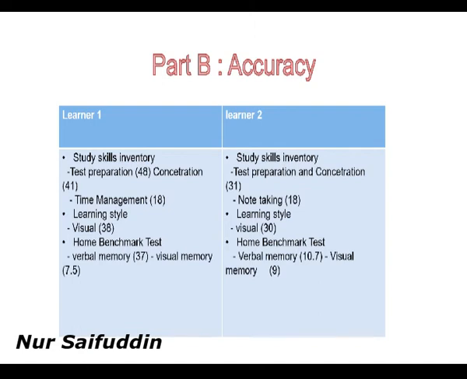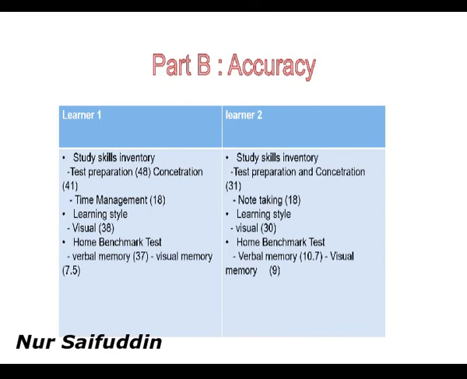In terms of study skill inventory, both learners get the highest points in the same categories, that is test preparation and concentration. Learner 2 scored 31 for both test preparation and concentration, while learner 1 got 48 for test preparation and 41 for concentration. For the lowest, learner 2 got 80 points for note taking, and the lowest for learner 1 was 80 points for time management.